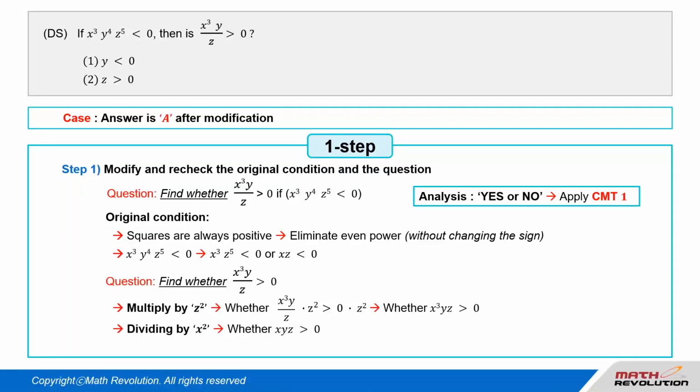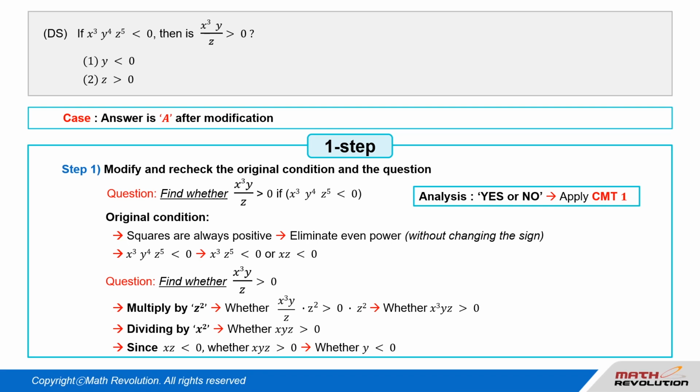We are looking for whether x cubed times y over z is greater than 0. Let's multiply both sides by z squared. So, whether x cubed times y over z times z squared is greater than 0 times z squared, which equals 0, becomes whether x cubed times y times z is greater than 0, or whether x times y times z is greater than 0, by dividing both sides by x squared. Since x times z is less than 0, whether x times y times z is greater than 0 becomes whether y is less than 0.